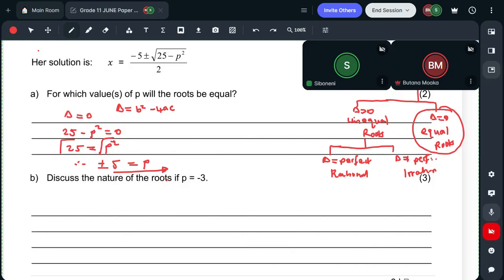So now we need to discuss the nature of the roots if p is 3. So on the discriminant, we said the discriminant is what is inside the square root, which is 25 minus p squared. So where there's p, we substitute minus 3 and see what we get. So this is 25 minus, minus 3 times minus 3, and this minus 3 is squared. So tell me, what is this equal to on your calculator?